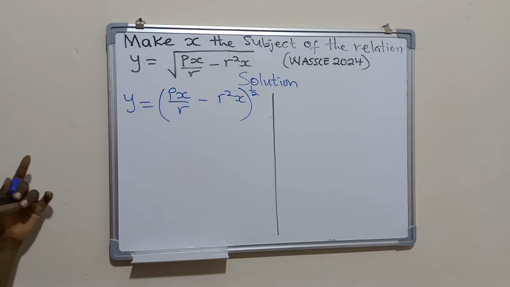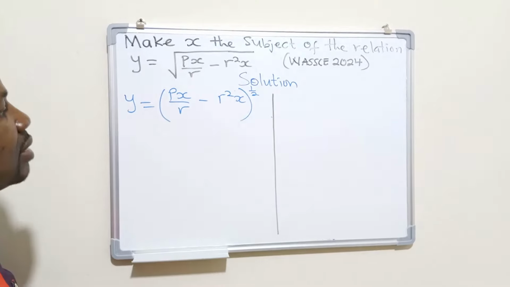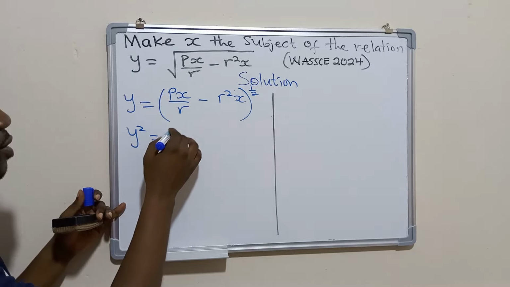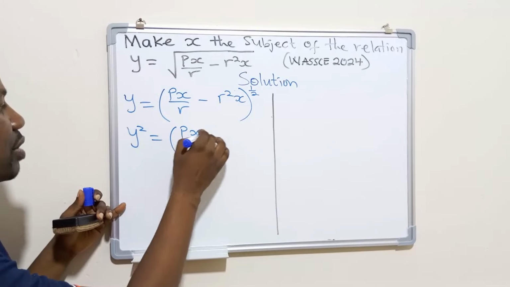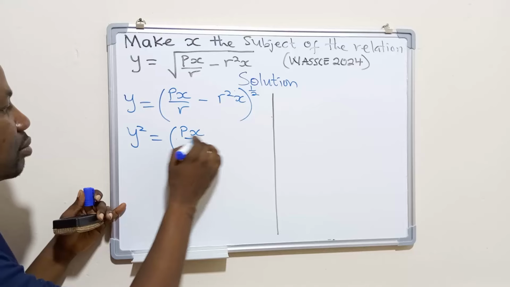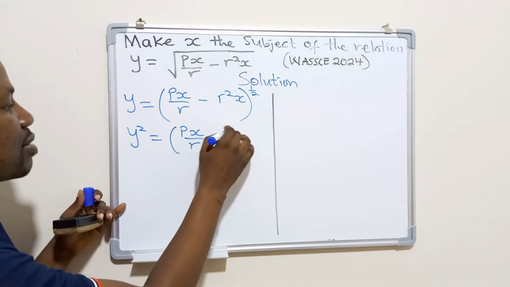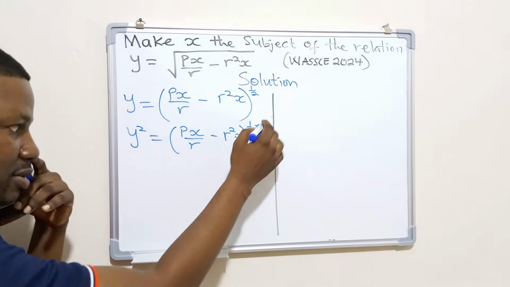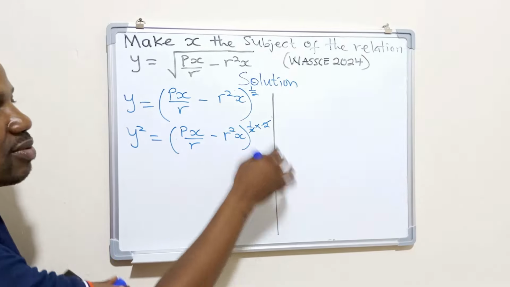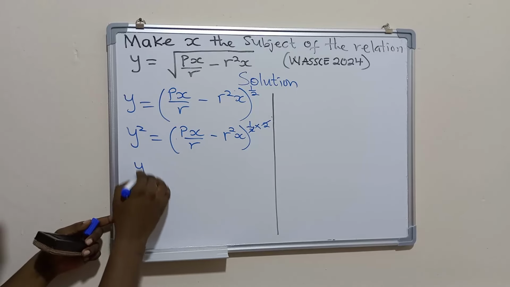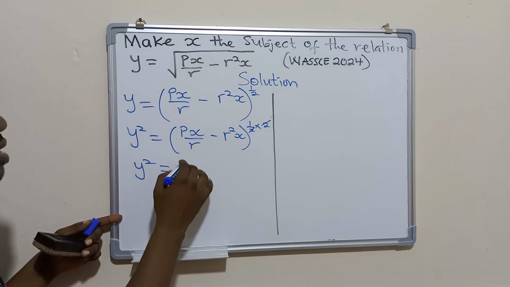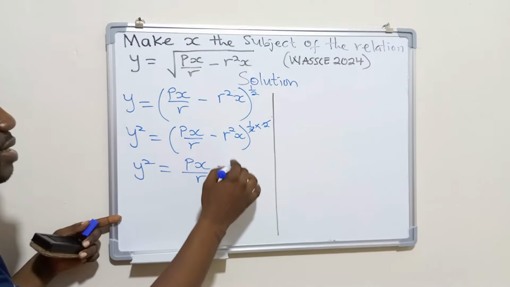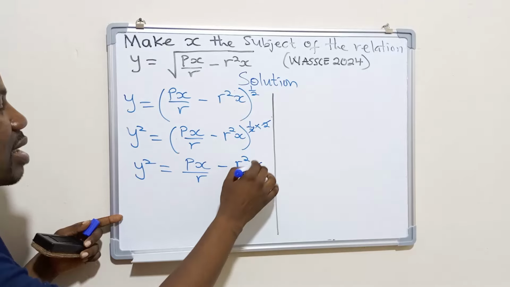Whatever I do at my right hand side must also be done at my left hand side. So y squared is equal to, repeat the whole of this, px over r minus r squared x. Then we have half times 2. So this 2 will cancel this 1. So now we have y squared is equal to px over r minus r squared x.